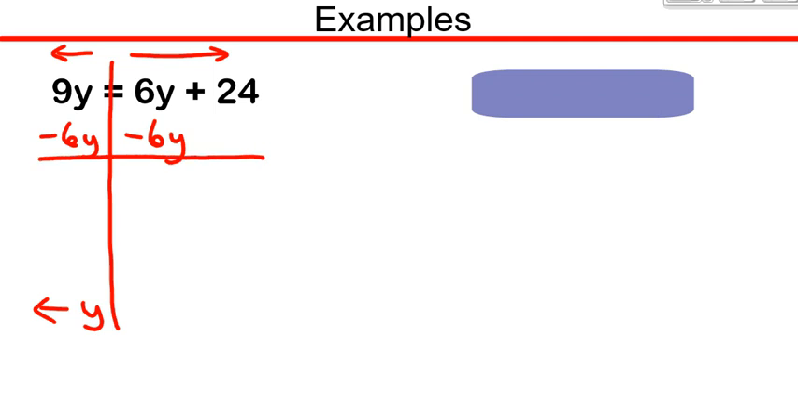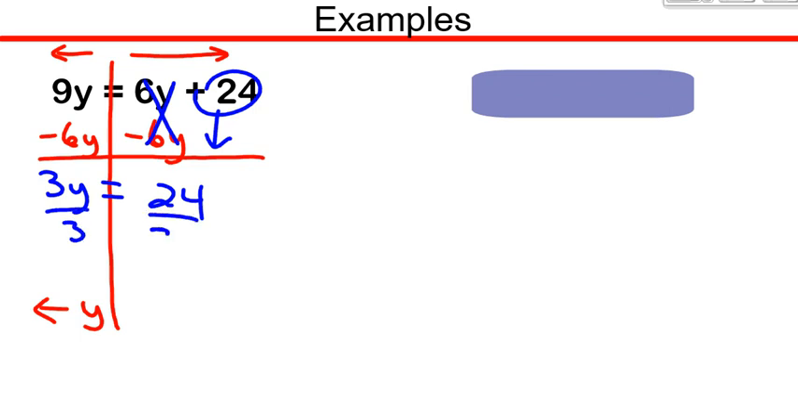All right, simple subtraction. 9y minus 6y gives me 3y. And these, of course, will cancel because 6y minus 6y is 0. And then I have this 24 here that's still there, so that's going to come down. All right, 3y equals 24. Now I have to divide by 3. And those 3's will cancel. Y is going to be equal to 8.